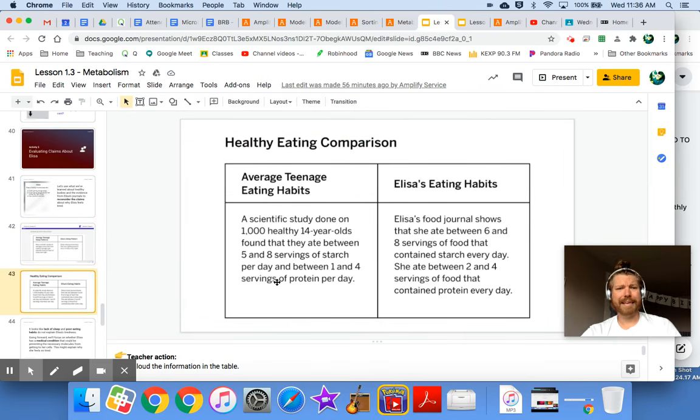Let's look at this next one. Eating habits. A scientific study done on 1,000 healthy 14-year-olds found that they ate between 5 and 8 servings of starch per day and between 1 and 4 servings of protein per day. Let's look at Elisa's food journal. She ate between 6 and 8 servings of food that contained starch every day, between 5 and 8 servings of starch, okay. And she ate between 2 and 4 servings of food that contained protein every day. It looks like Elisa, again, is fitting right into that healthy average of 14-year-olds for her eating habits.